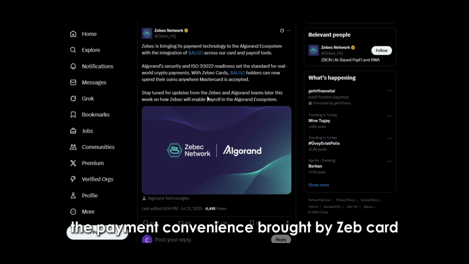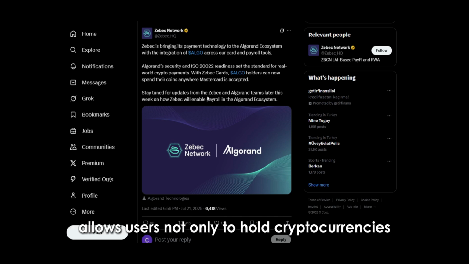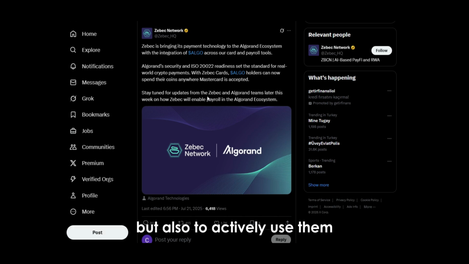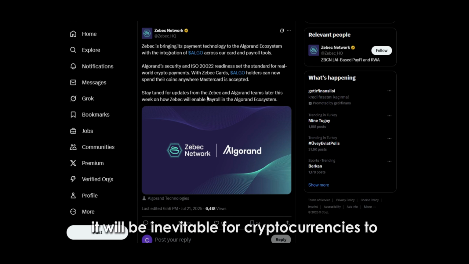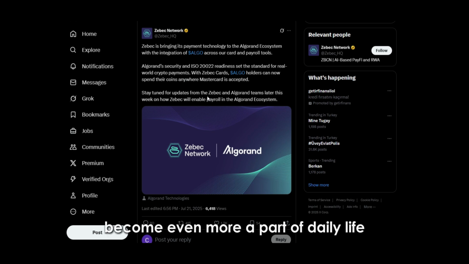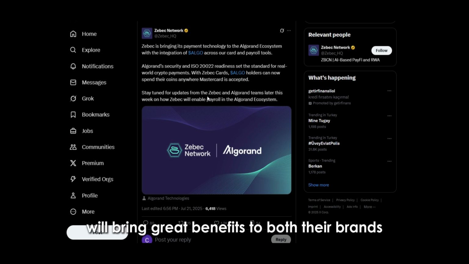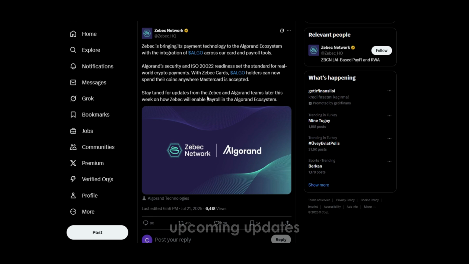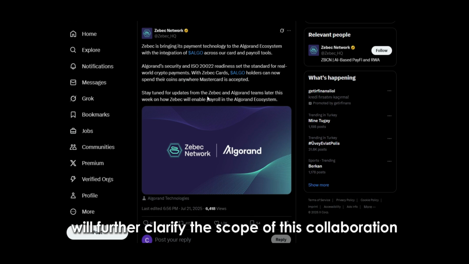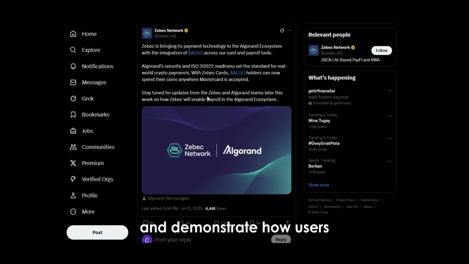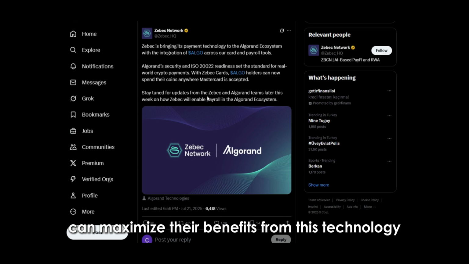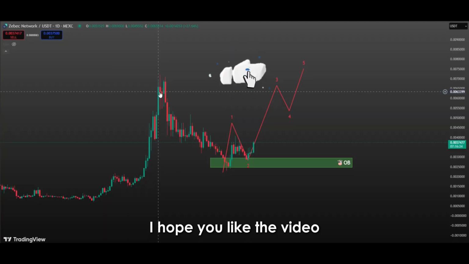The payment convenience brought by Zebec Card allows users not only to hold cryptocurrencies, but also to actively use them, and this is considered revolutionary in the crypto world. With the spread of such integrations, it will be inevitable for cryptocurrencies to become even more a part of daily life. Zebec and Algorand taking a leading role in this process will bring great benefits to both their brands and the industry as a whole. Upcoming updates will further clarify the scope of this collaboration and demonstrate how users can maximize their benefits from this technology.